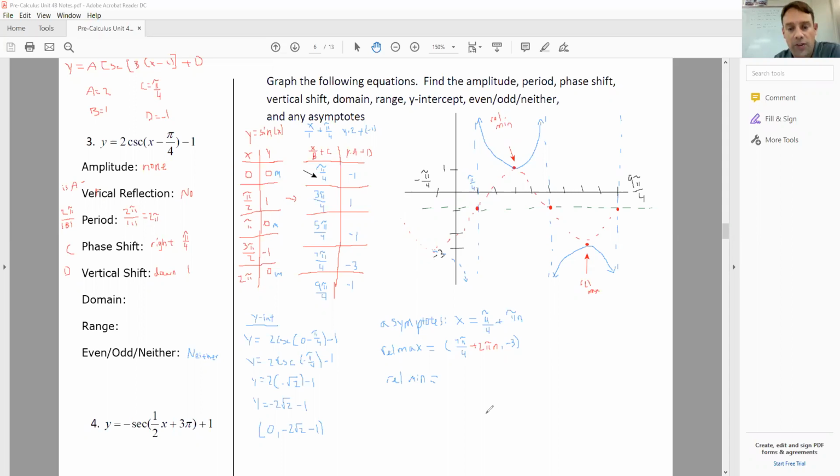So what coordinate is that? And again, it doesn't matter that the relative min overall is more than the relative max. It's what are they around it? What's close to it around it? So that's 3 pi over 4. It's the bottom of a valley.